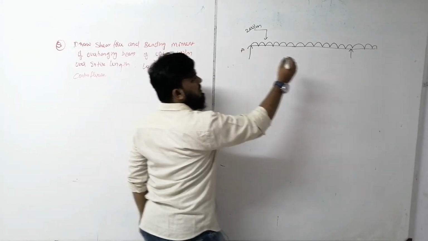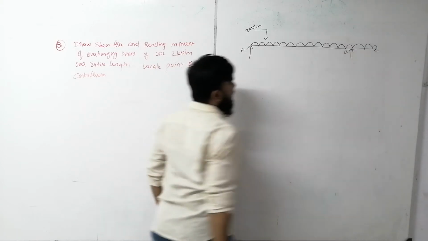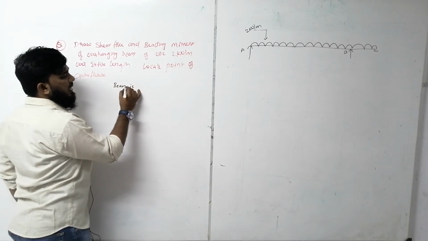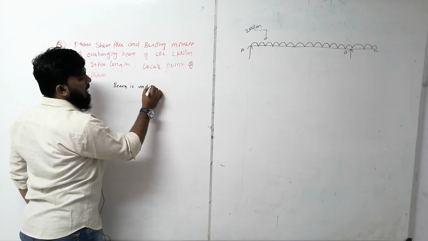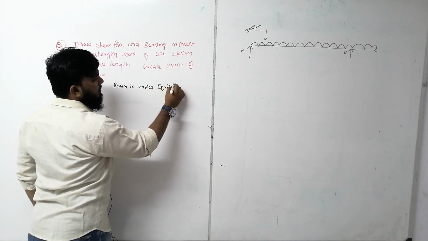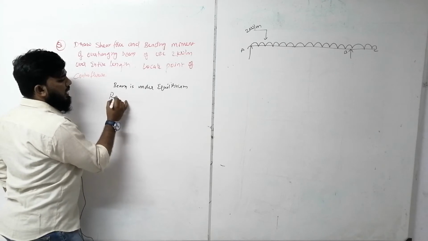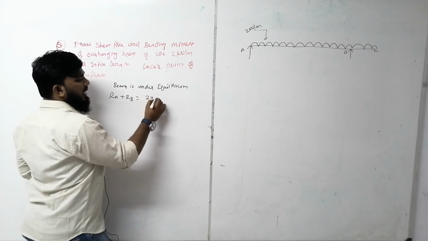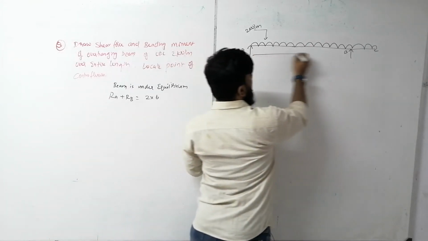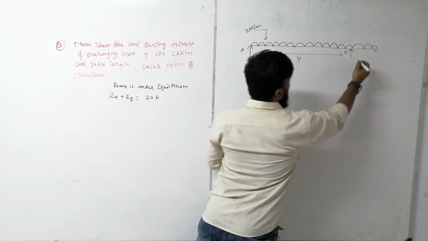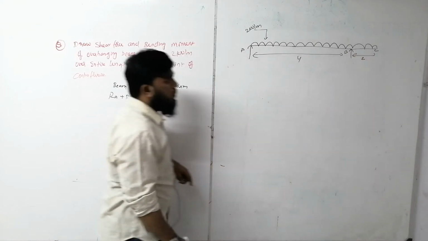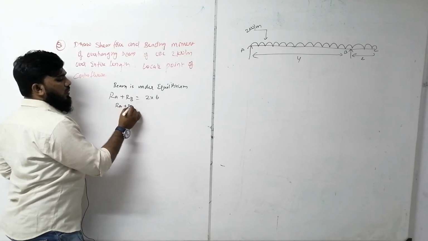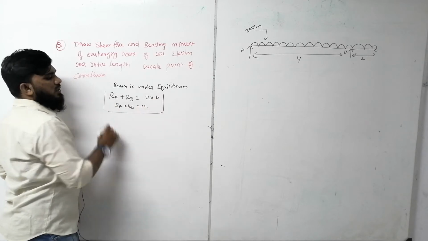Let us take these points, A, B, C. We already know that the first condition you have to write is that the beam is under equilibrium. Beam is under equilibrium means RA plus RB, the upward forces, should be equal to the downward force. The UDL is acting for a total length of 6. This has been given in the diagram as 4, and this distance is 2, so 4 plus 2 is 6. So RA plus RB is equal to 12. Okay, so this is the first section.